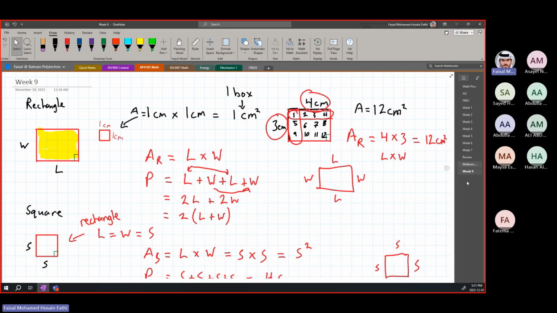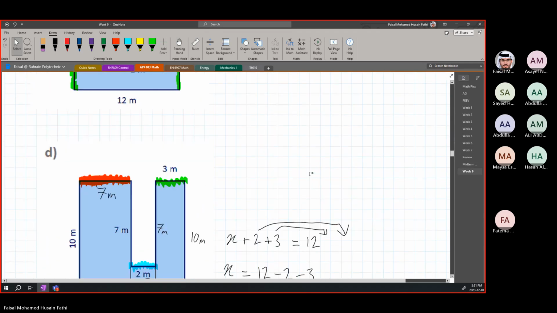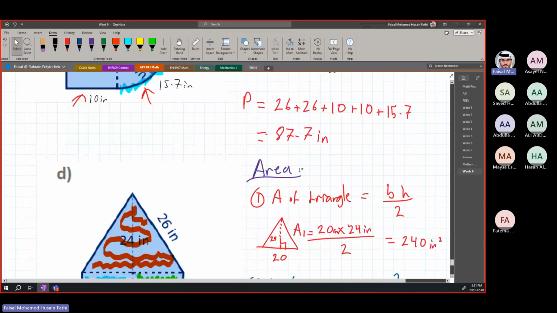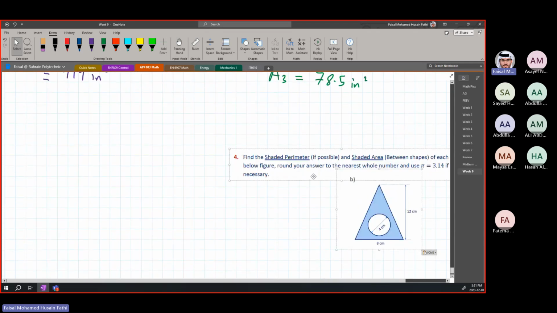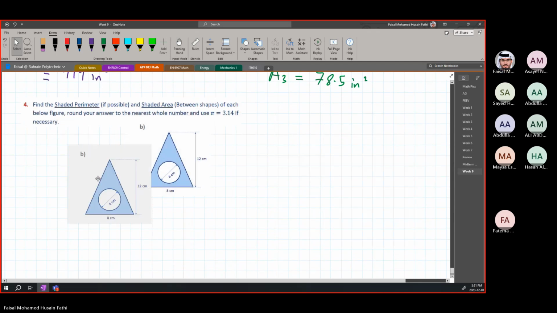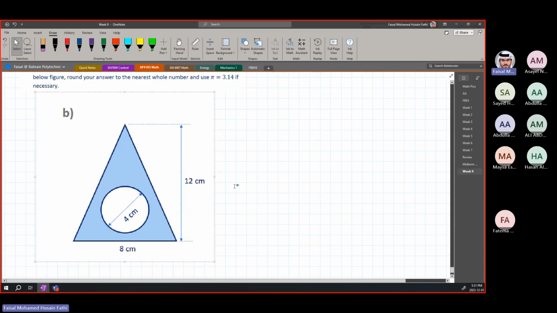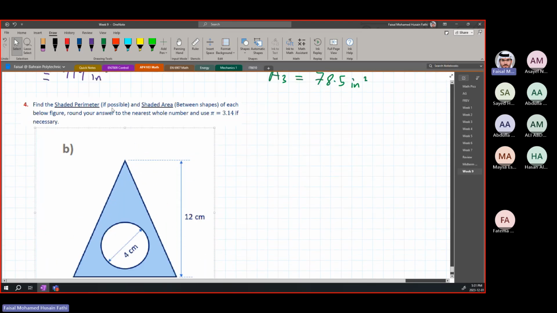Okay, moving on. Let us do the final question from worksheet 1, and then we'll get into the word problems. So the question says, find the shaded perimeter if possible, and shaded area between shapes of each of the below figure, rounding your answer to the nearest whole number and use pi equal to 3.14 if necessary.